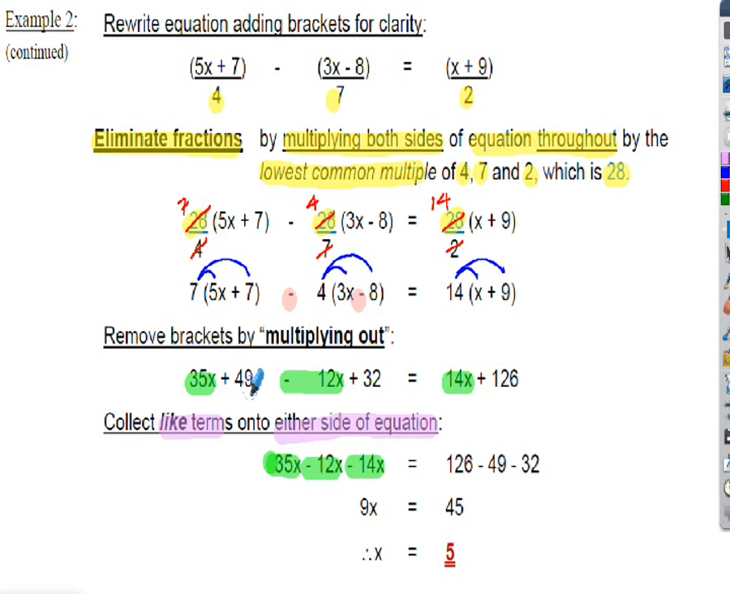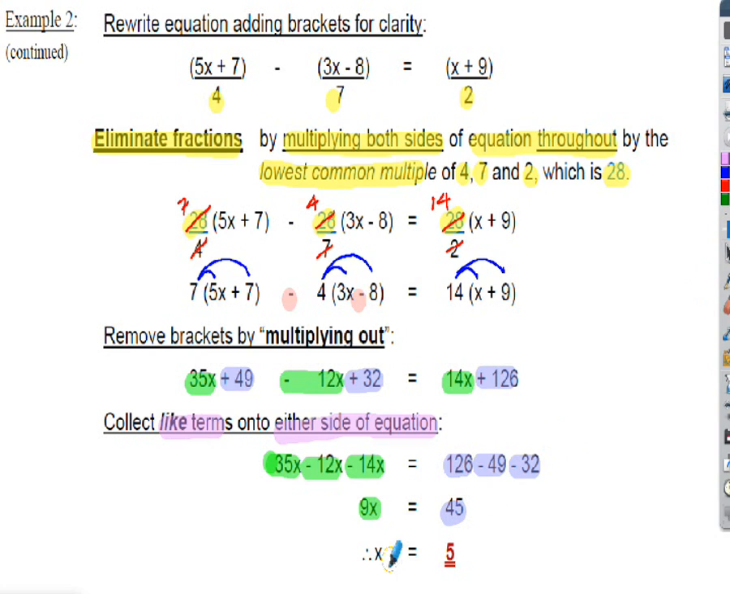Now looking at the constants, on the left hand side I've got a positive 49, so I'm going to subtract 49 from both sides, so that becomes negative 49 on the right hand side, and I've got a positive 32 on the left hand side, so again subtracting that from both sides I'll get negative 32. I'm using my inverse operations here. On the right hand side I've already got the 126, so that remains on the right hand side. Evaluate on the left hand side, 35x subtract 12x subtract 14x is 9x, and on the right hand side 126 subtract 49 subtract 32 is 45.